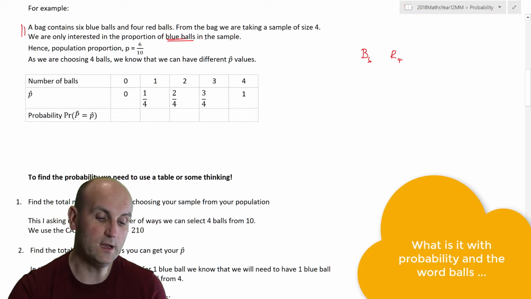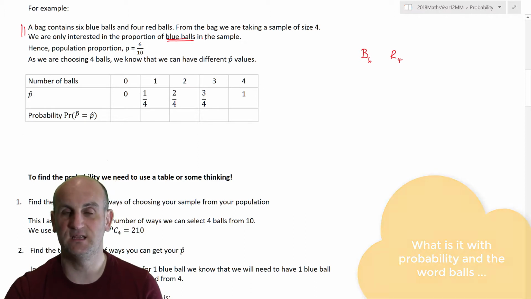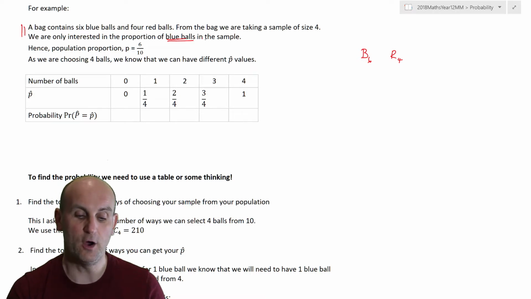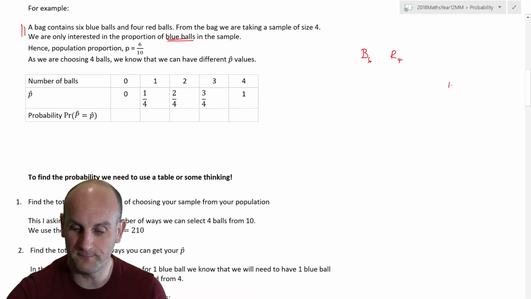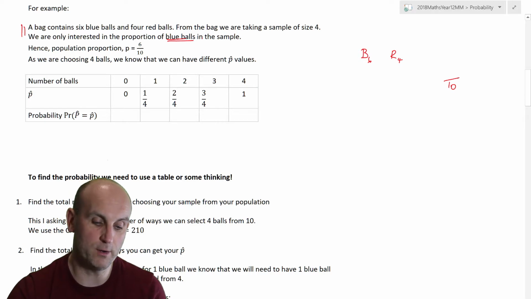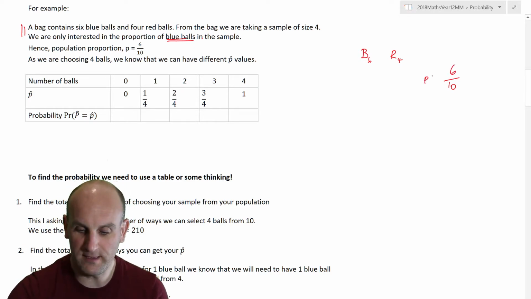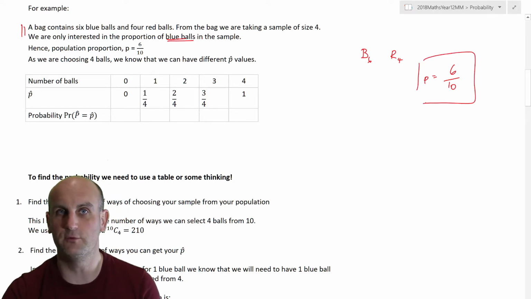Now, we know the population proportion is 6/10. Why? Well, our population describes the whole thing. Our whole thing had 10 balls in it. And how many were blue? There were 6. So our value of P is 6/10. Is that going to be important to us? Maybe, maybe not. But it's important to know that that's my population proportion.